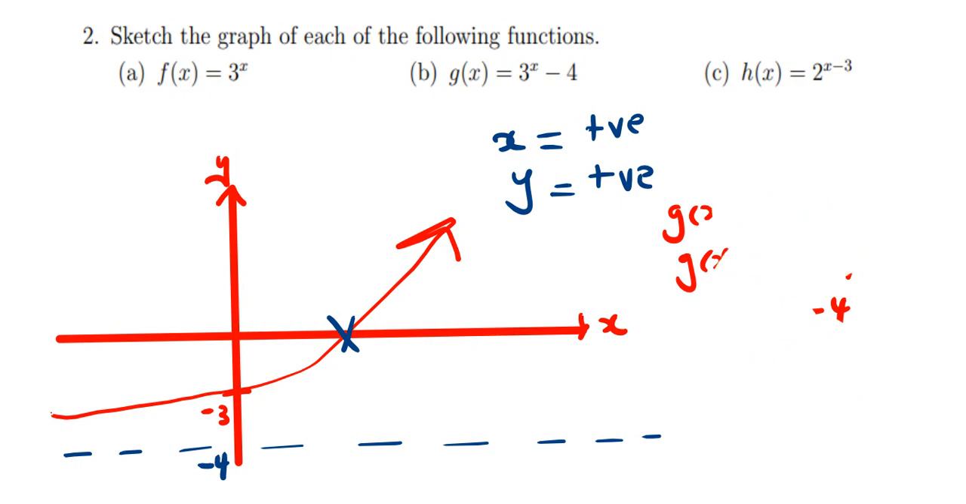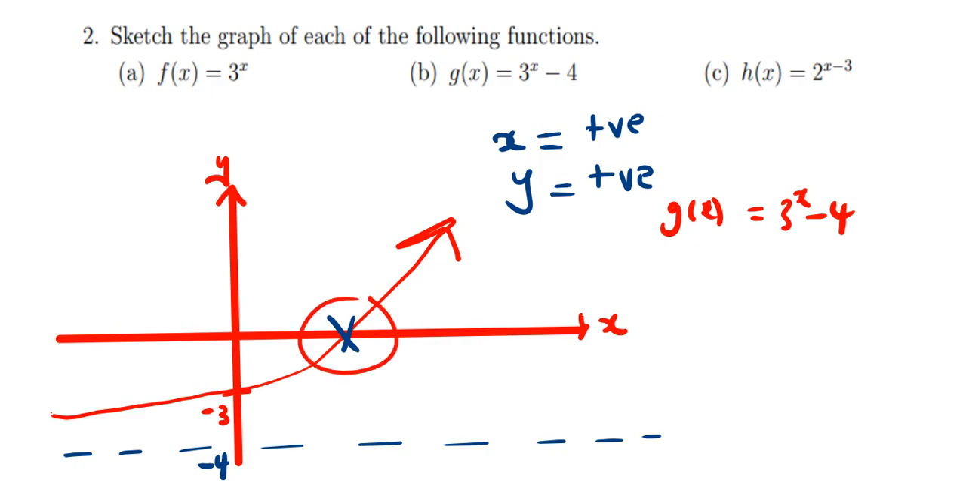So we are saying g of x is equal to 3 to the power x minus 4. So what are we going to do? On the x-axis, the value of y is 0. So we're just going to replace it: 0 is equal to 3 to the power x minus 4. For me to get x, I'm going to take the -4 to the other side, and it will be positive. So 4 is equal to 3 to the power x.